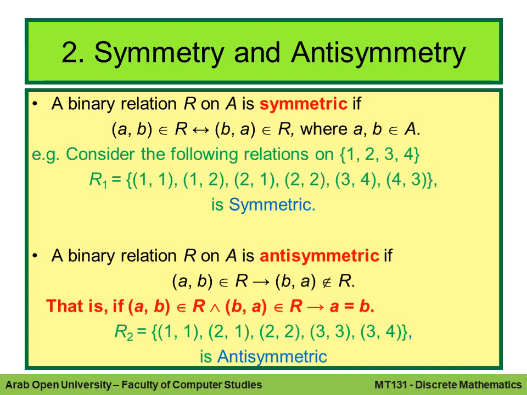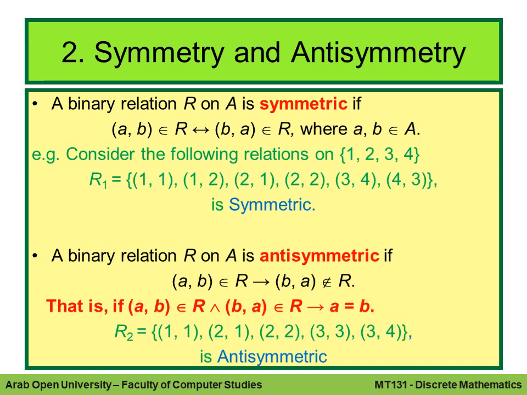In a symmetric relation, the only time where you could have (A, B) in the relation and also (B, A) in the relation is if A equals B. That's the only case: if A and B are the same element, that's the only case where you have A related to B and B related to A. This is for a symmetric relation.